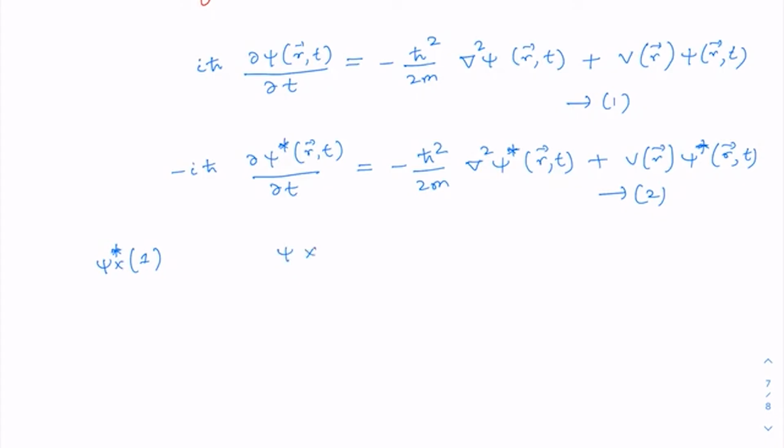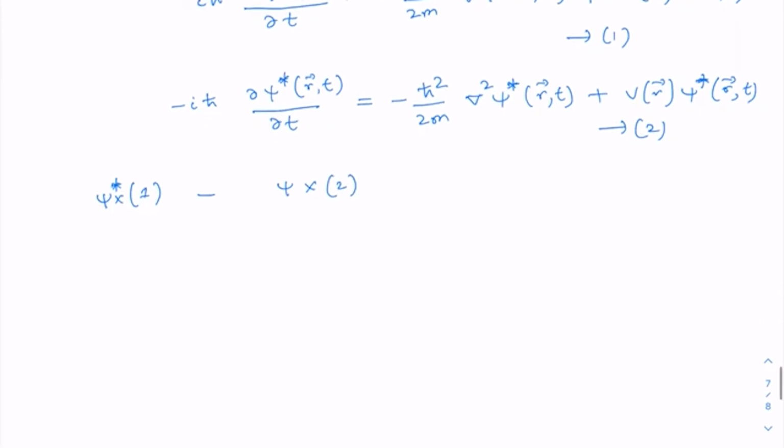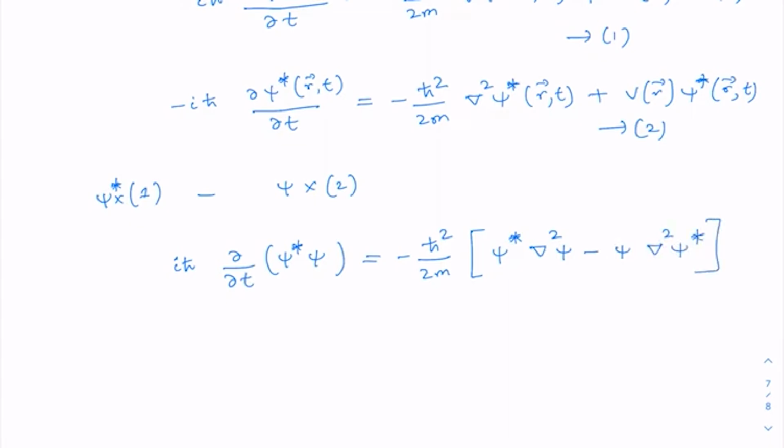So we multiply equation 2 with ψ, and then if we subtract, then from this equation, I'm just giving you the procedure only here. I don't want to go into the details. What you will get, if you do it very straightforwardly, is iħ ∂/∂t (ψ*ψ), and that would be equal to minus ħ²/2m. It is easy to see, I encourage you to please do it, ψ ∇²ψ* and so on.